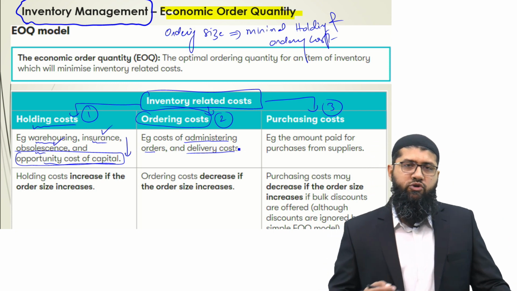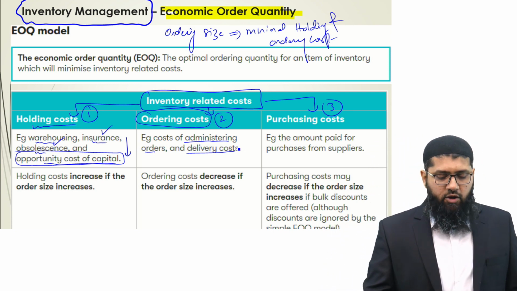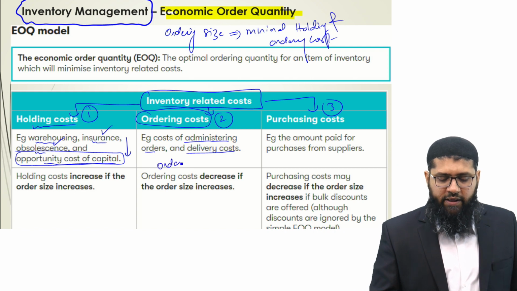Now what should you do? You should try to make sure that the ordering cost is minimized. How is the ordering cost going to be minimized? When the order size is high.